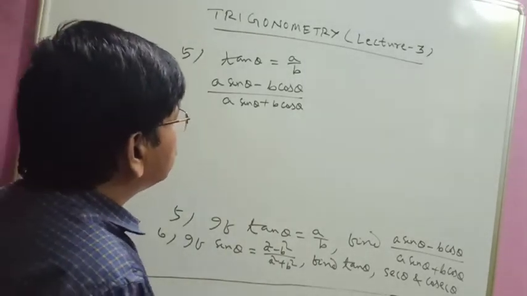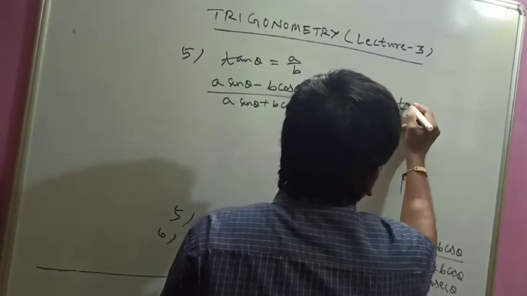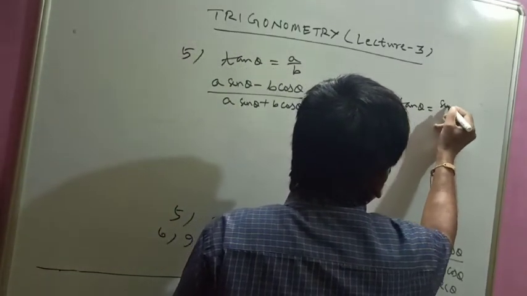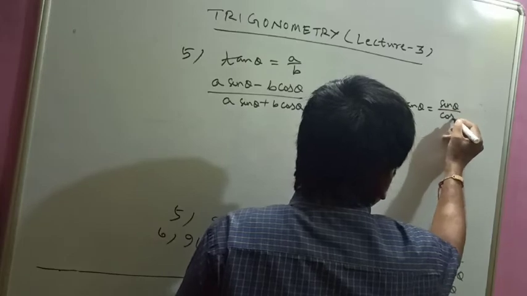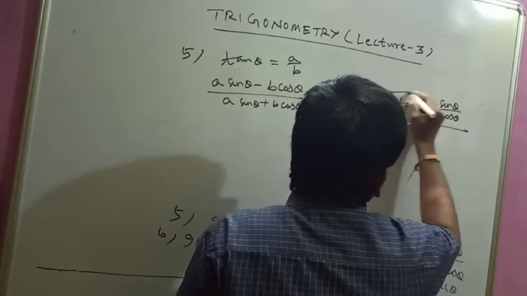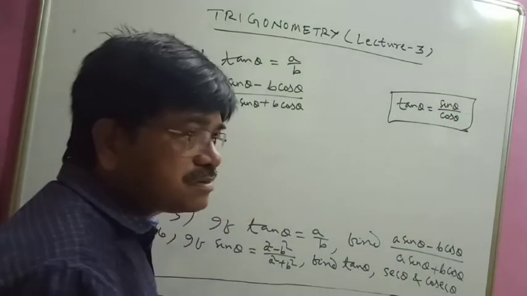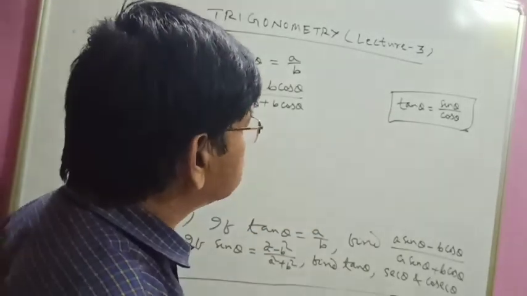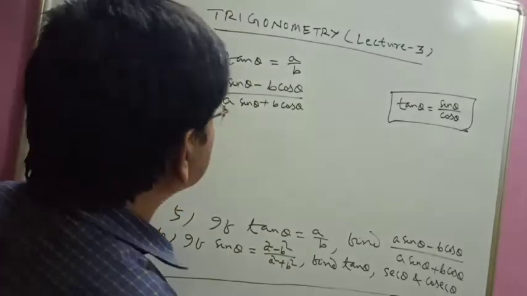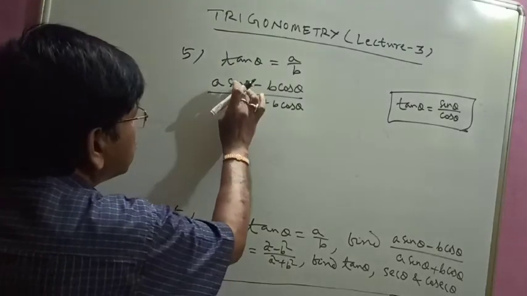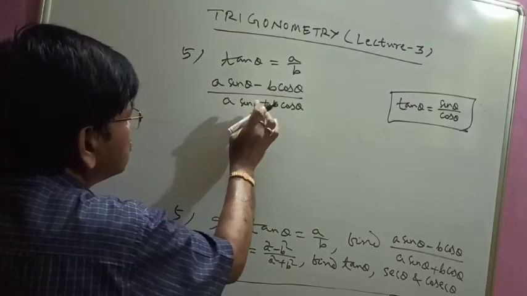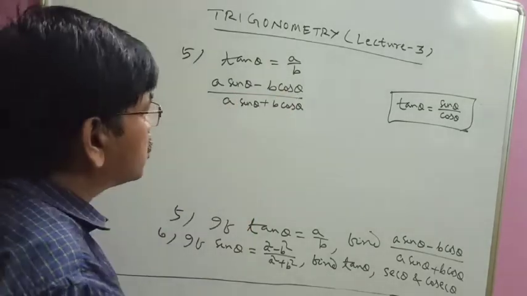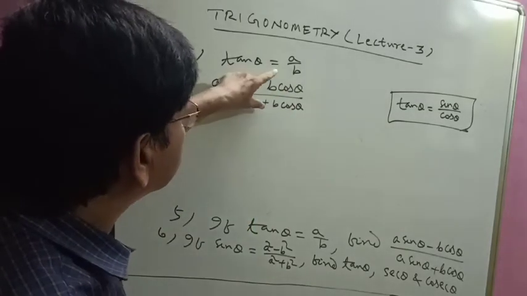In the first method, you know tan theta is sin theta by cos theta. This formula you have already learned in class 9 or class 10. Tan is 1 by cot, and also sin by cos. So here is sin theta, divide by cos theta; here is also sin, divide by cos theta. Then sin by cos will be tan, and you know tan.